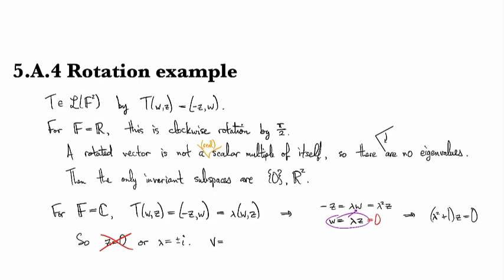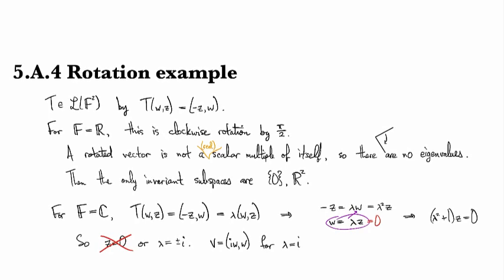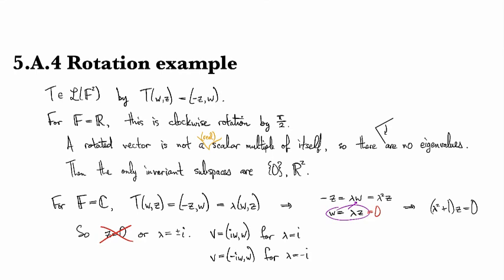The corresponding eigenvector is (iw, w) for lambda equal to i, and (-iw, w) for -i. And you can check on your own that if you apply T to either of these vectors v, then it's the same thing as multiplying it by i or -i, respectively.